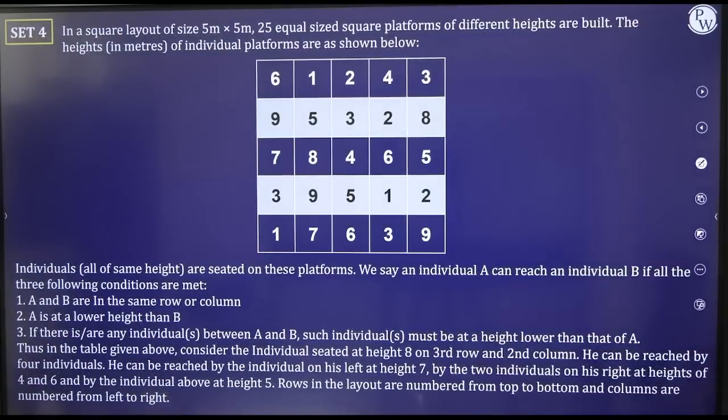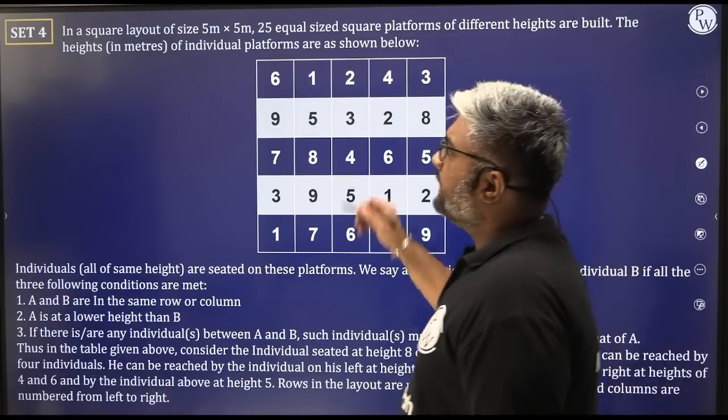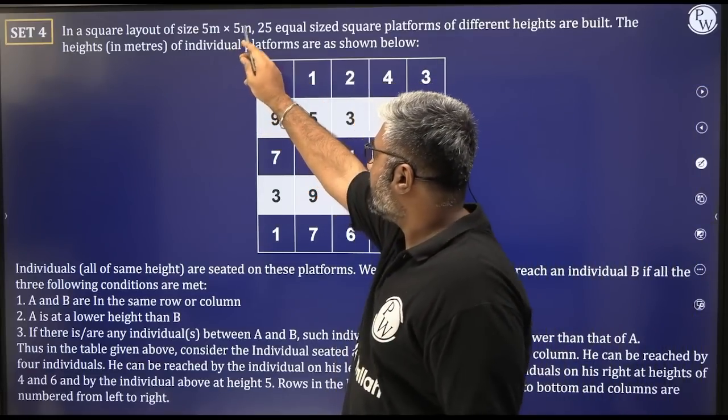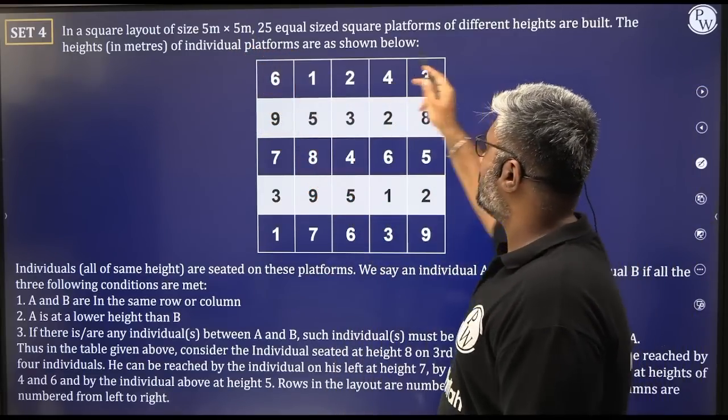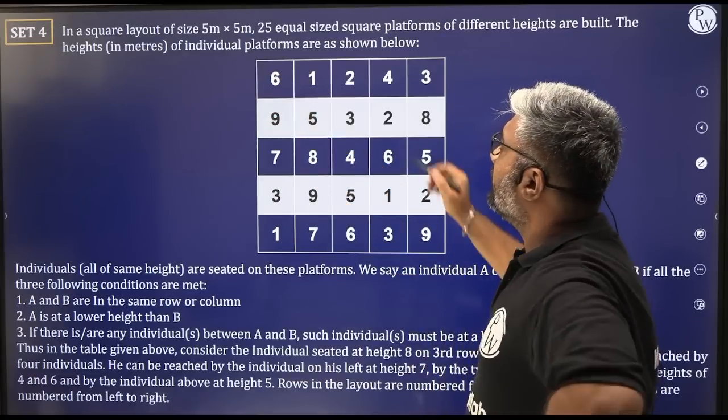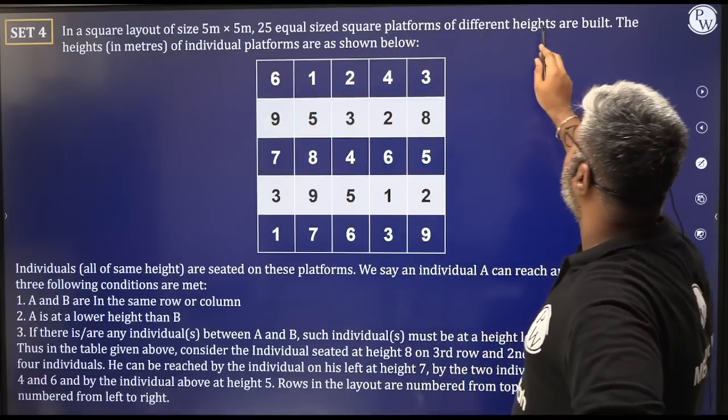A lot of you would have already solved this in the live classes, but come, let's do this together. Take some time, pause, quickly read the question, and then we'll get together and answer this question. So the question says, in a square layout of size 5 meter by 5 meter, 25 equal size square platforms of different heights are built.